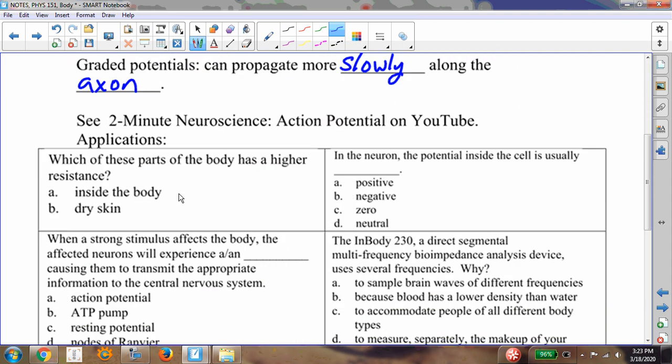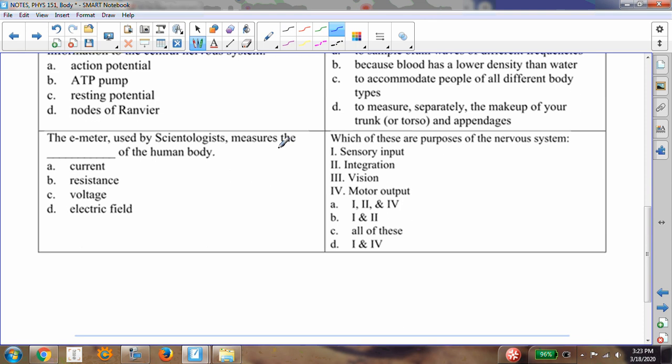I have a video here from 2 Minute Neuroscience. It's really good, and I think that is the end of this chapter, so we'll pick up next with light.